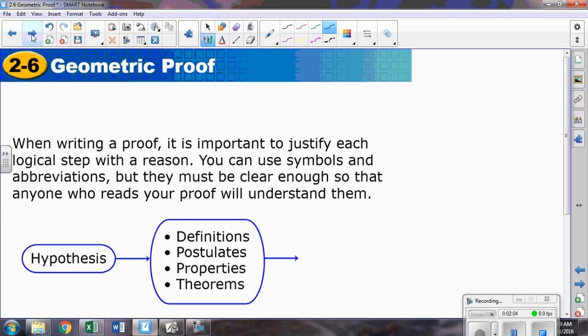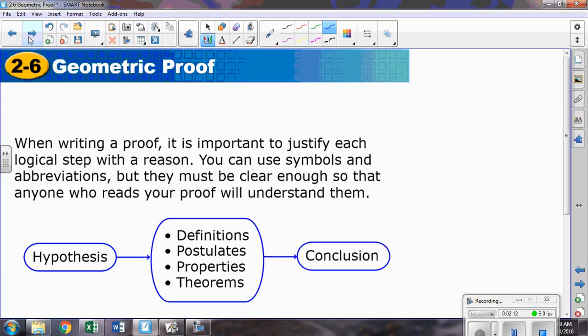We'll start with our hypothesis, usually what's given, build on it with things that we know are true as justifications, and ultimately lead ourselves toward a conclusion. The conclusion is going to be the goal behind the problem. What is it that we are trying to prove? We saw with our previous work that we can have a given statement and a proved statement, and we can sometimes need to fill in the blanks in the middle.